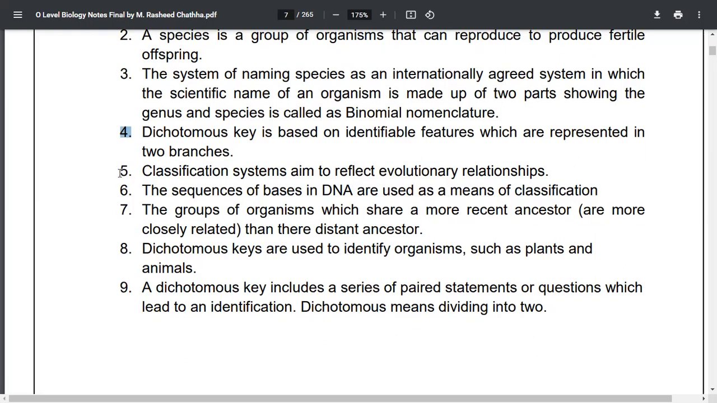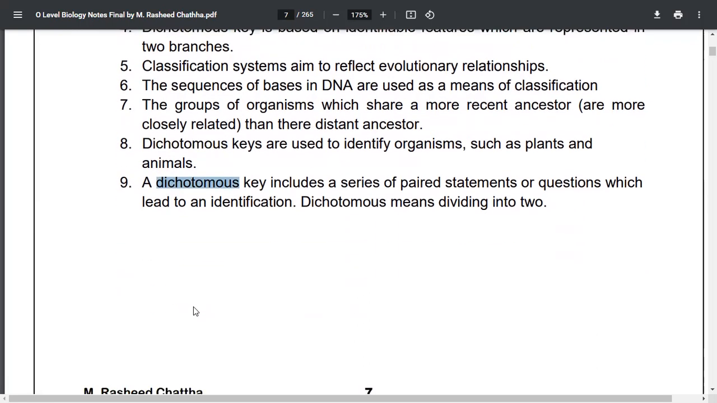Classification systems aim to reflect evolutionary relationships, and the sequence of bases in DNA is used as a means of classification. Groups of organisms which share a more recent ancestor are more closely related than those with a distant ancestor. And dichotomous keys are used to identify organisms such as plants and animals. A dichotomous key includes a series of paired statements or questions which lead to an identification. Dichotomous means dividing into two.